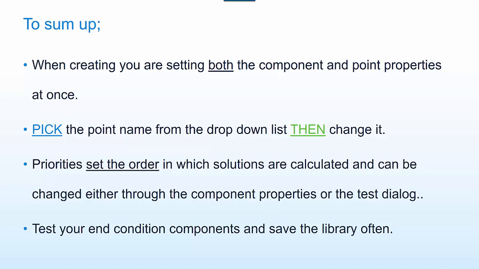Remember that priorities set the order in which solutions are calculated and can be changed either through the component properties itself or through the test dialog. And finally, test your end condition components as you're creating them and save them once you've got them working the way you want.